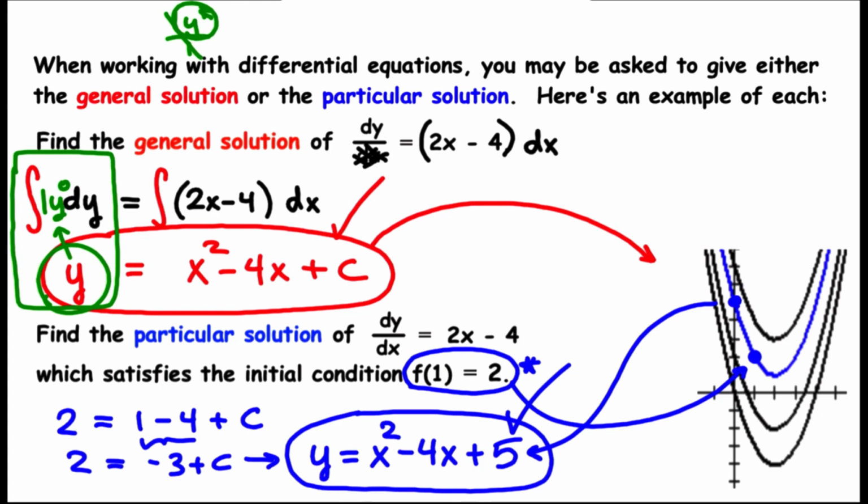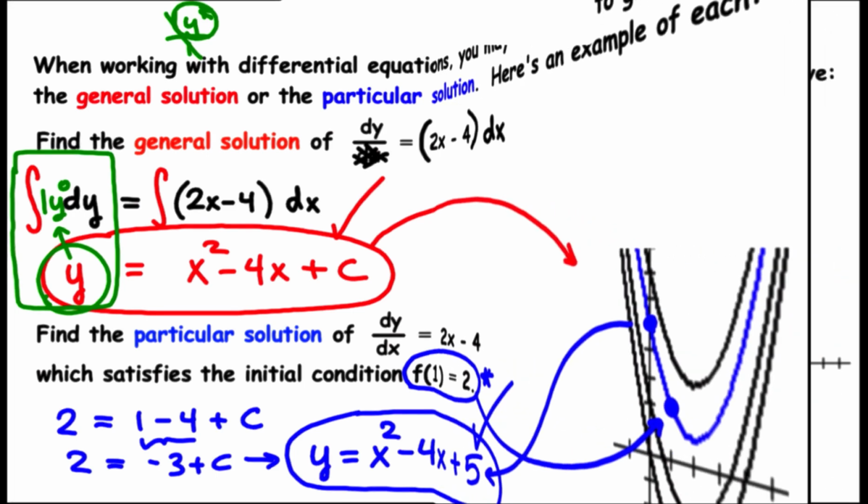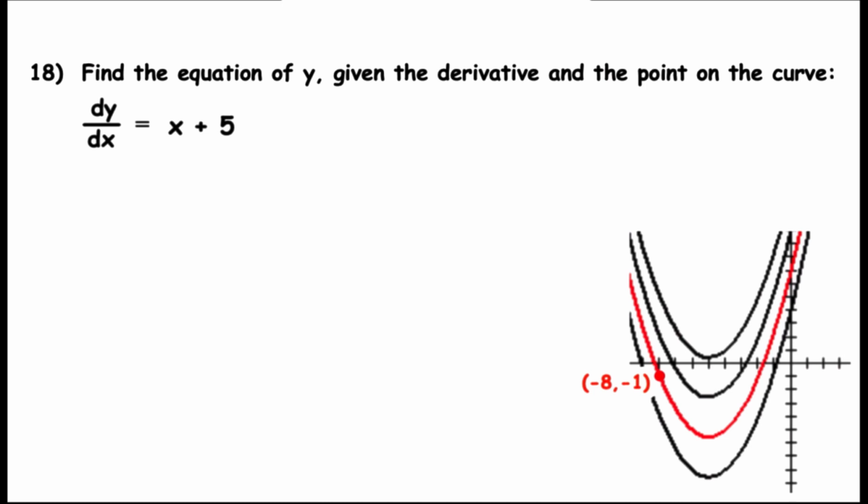And that's the reason. All right, we have 4 example problems. Let's work them out, and we'll finish the section 4.1. Number 18. Find the equation of y, given the derivative and the point on the curve. Okay, so this is a particular solution. We know that x is -8 and y is -1, so we can plug that in to find the plus c. But first things first, we have to separate variables.